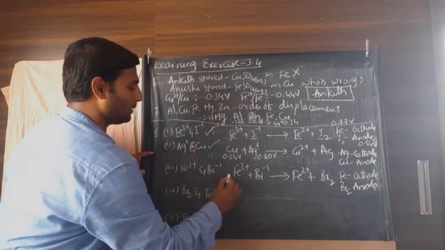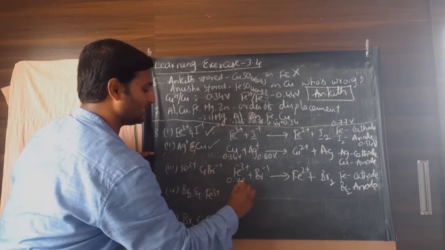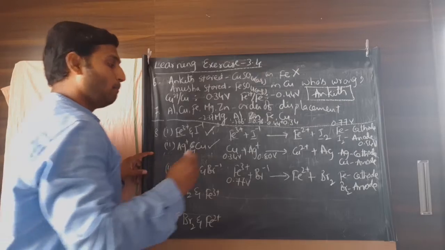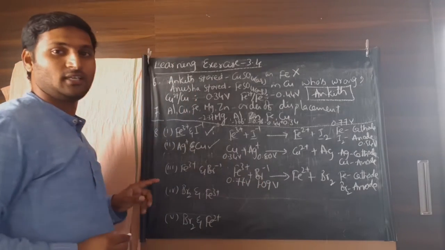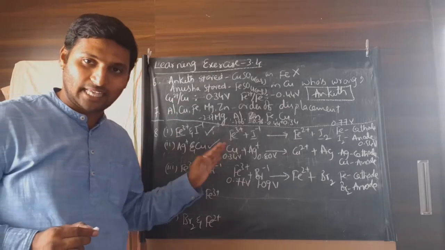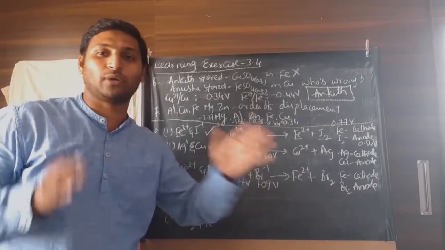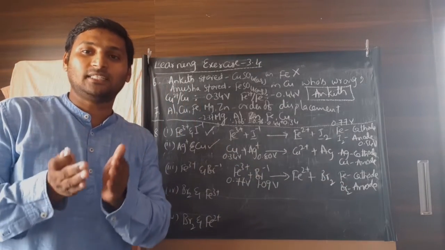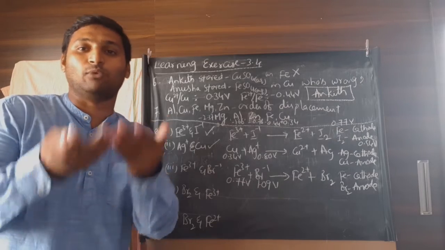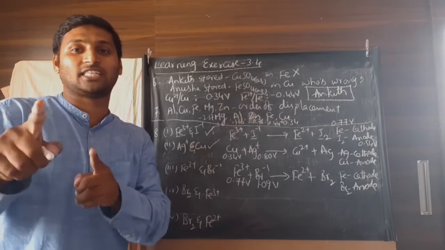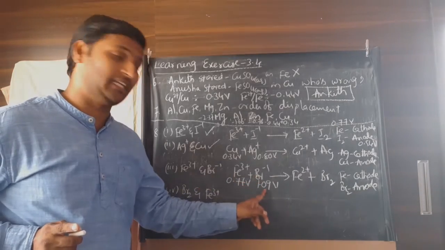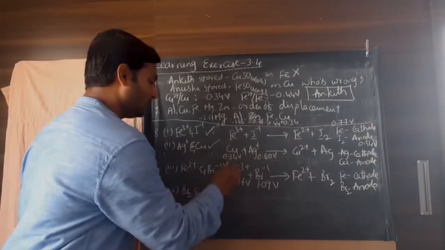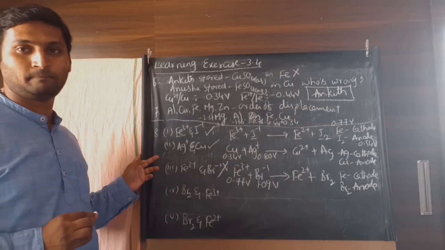Ferrous to ferric couple, the electrode potential is 0.77 volts. Bromide to bromine couple, electrode potential is 1.09 volts. As I have been telling in every example, the cathodic half should have more potential. The species undergoing reduction should have more potential. Then only the reaction will be feasible. Whereas here, the species undergoing oxidation has more potential. So, this process is not feasible.